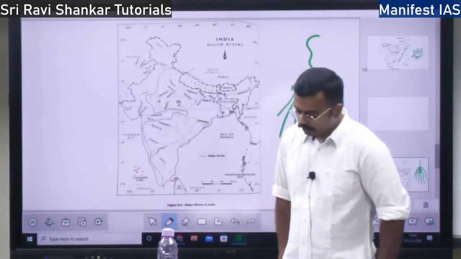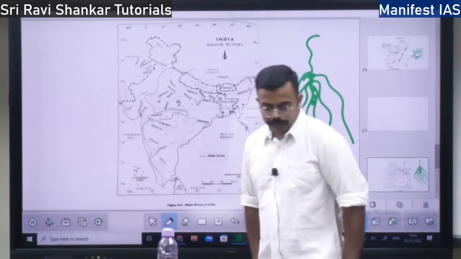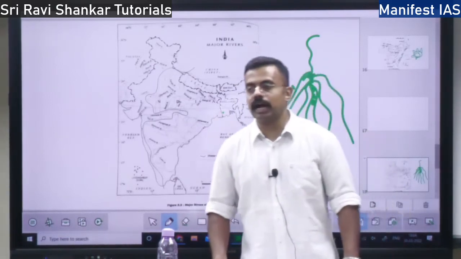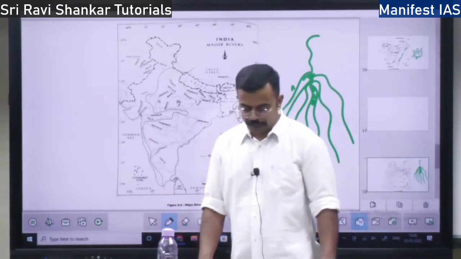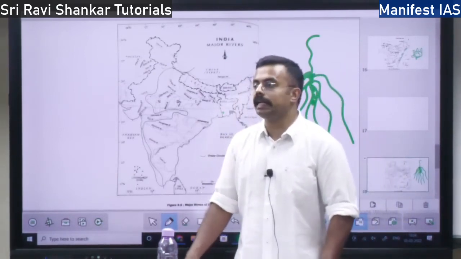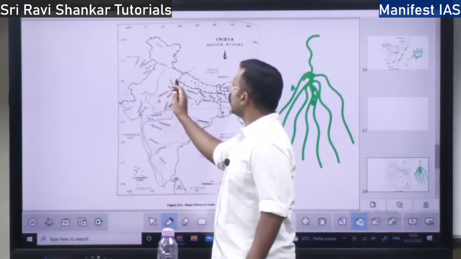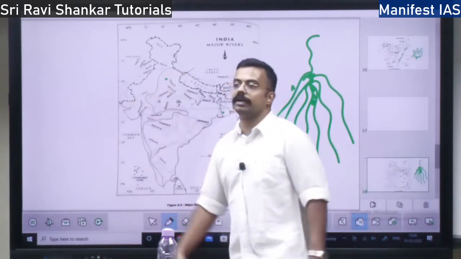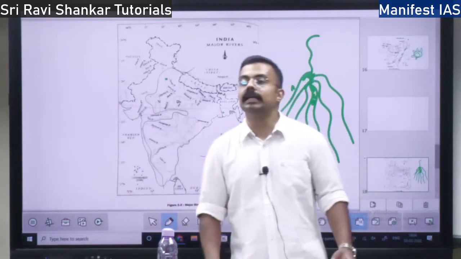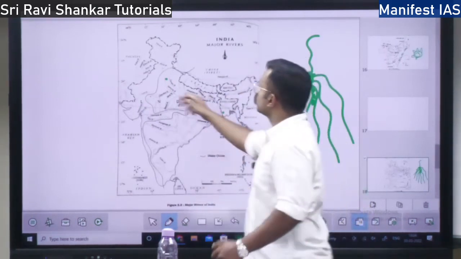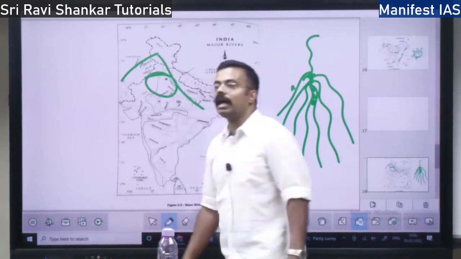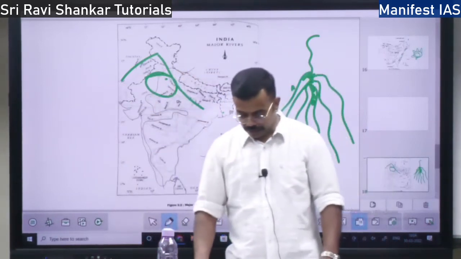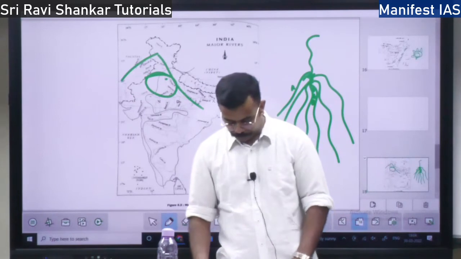So I told you there are three rivers here: Indus, Ganga and Brahmaputra. Which forms the division between these rivers? It is the Haryana and Delhi region. The Haryana and Delhi region forms the divide between the Indus and Ganga. So Indus goes like this, Ganga comes like this. The division is formed by the Haryana and Delhi region, the Delhi ridge.